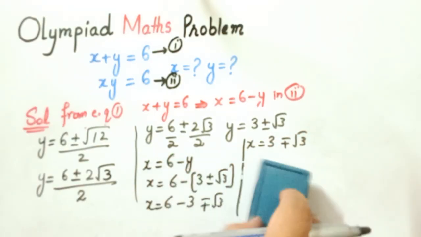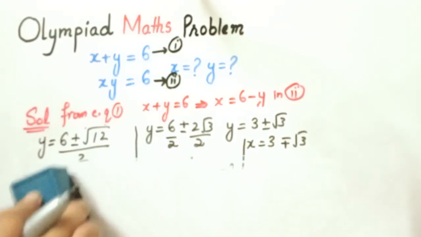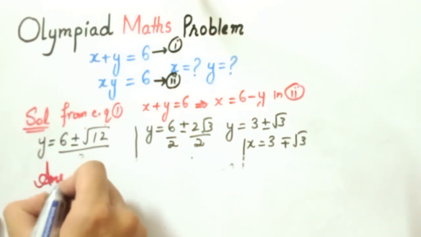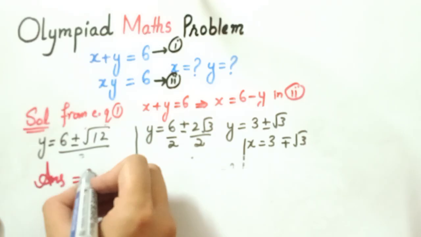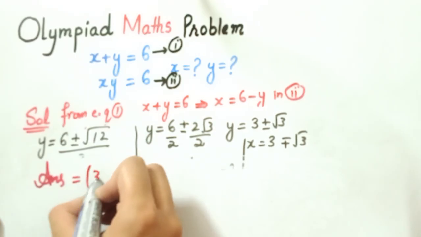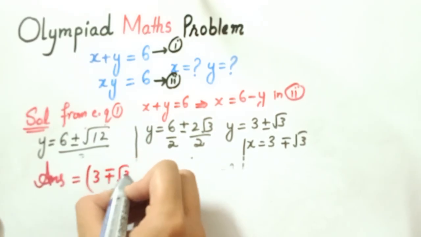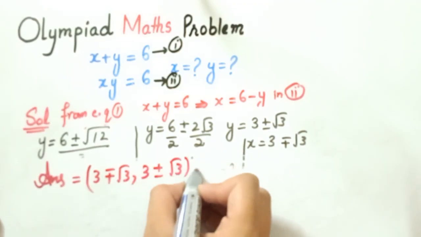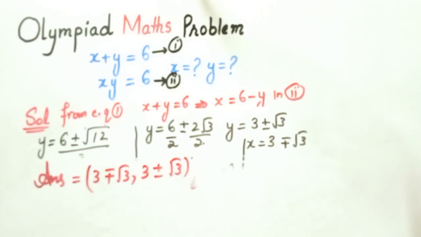Now we will write this in ordered pair form, that is, the values of x and y. So the answer is x equals 3 minus plus root 3 and y equals 3 plus minus root 3. So this is the final answer.